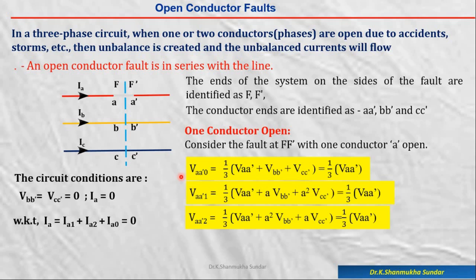Is it clear? So now let us see how we are going to connect the sequence networks based on these. The sum of all the symmetrical components of currents is equal to 0 and all the symmetrical components of voltages are equal. Keeping these two in mind, we are going to connect the sequence networks. Let us see in the next slide how the sequence network connections are made.